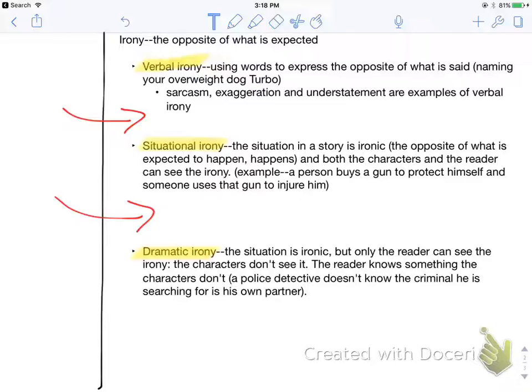For example, if you're watching a movie with a police detective or reading a book with a police detective, and you already know that the criminal that the detective is looking for is actually his own partner. We know something that the detective doesn't know, so that makes it dramatic irony. And as usual, leave a little space down there.